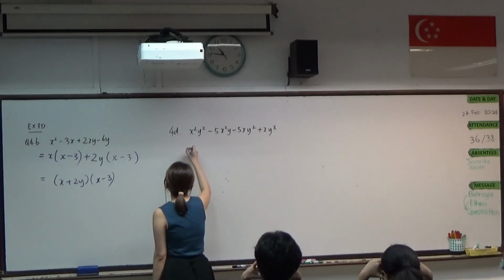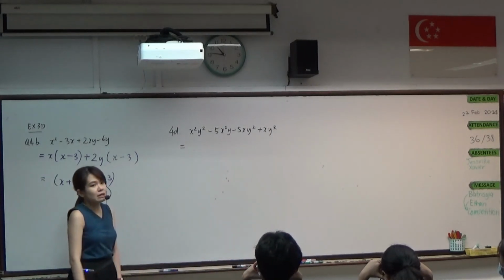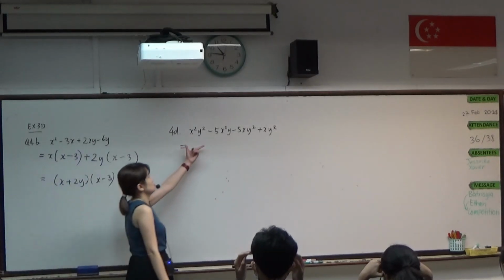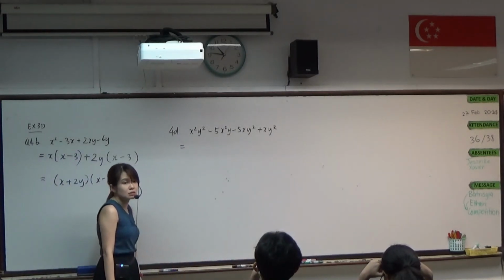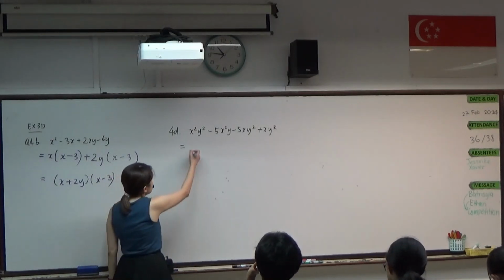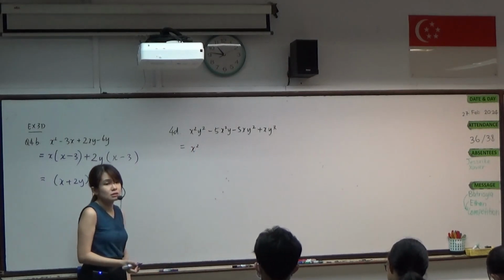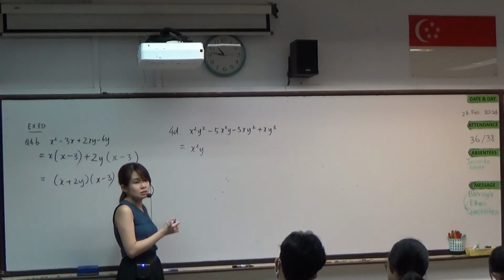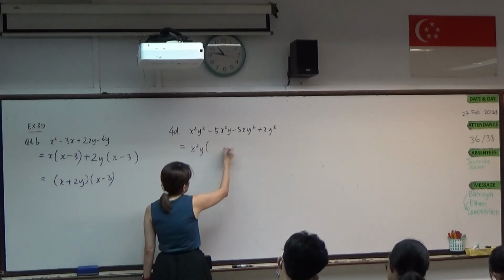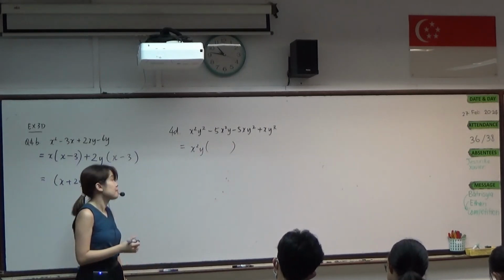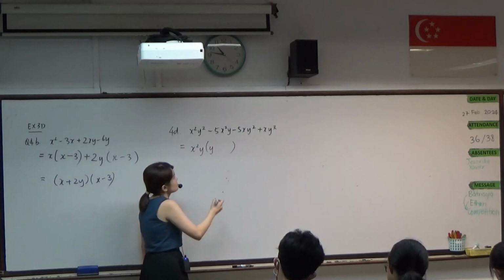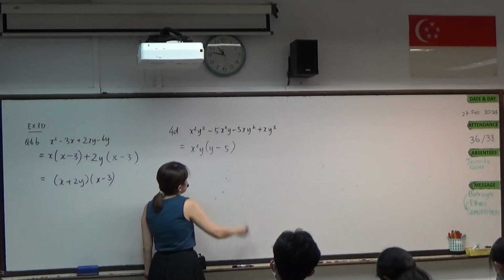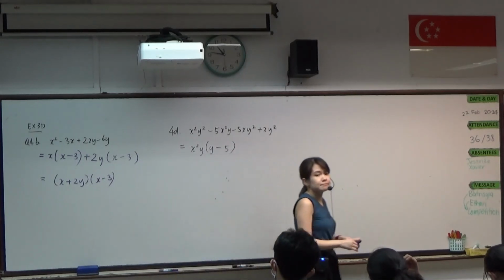So again, looking at grouping, pairing things up, what should I have, Joshua? First two terms, common factor is x squared. Anything else? Y. And then, any more? Then what's left inside the brackets? Y minus 5. Then in the next pair, what do I get?